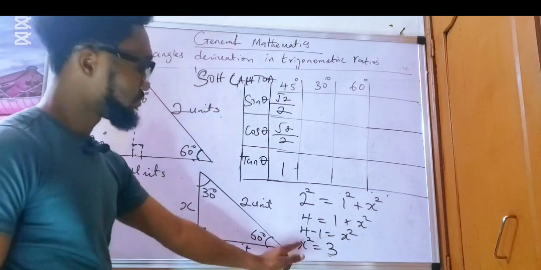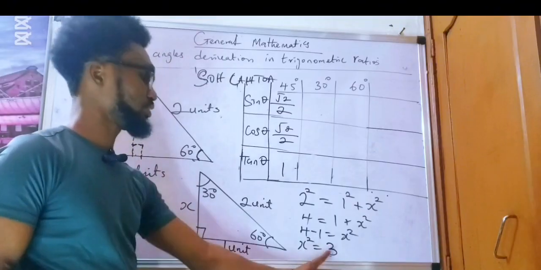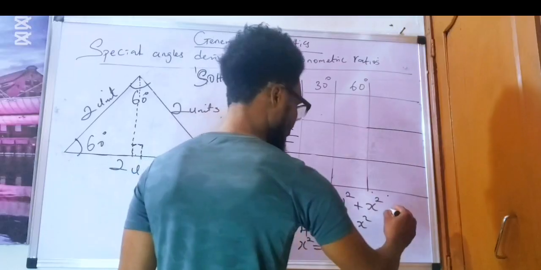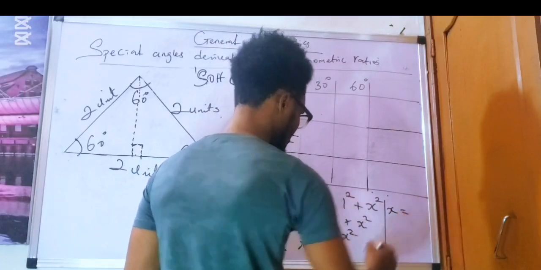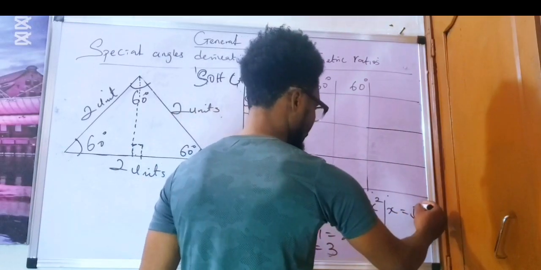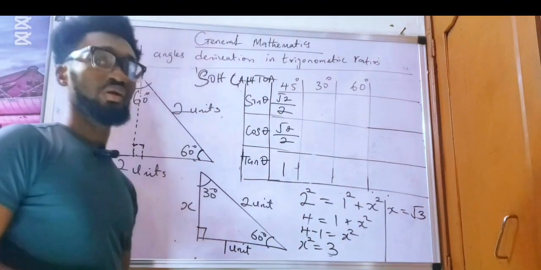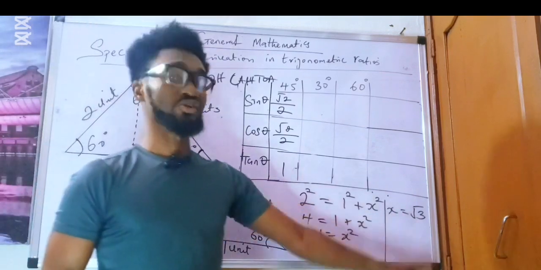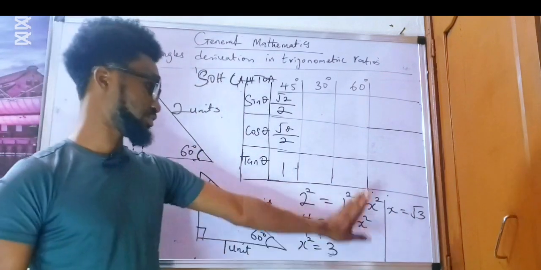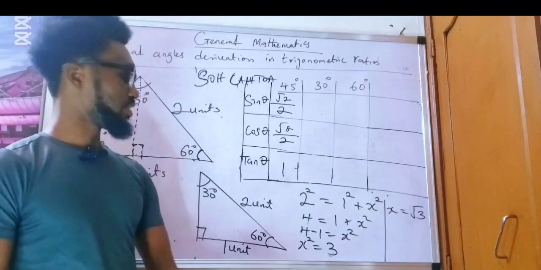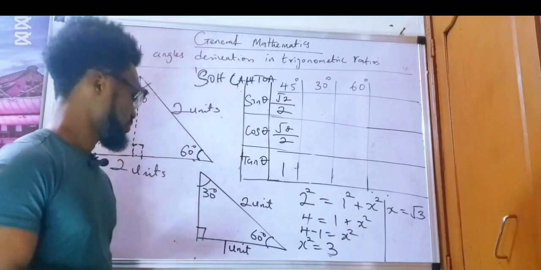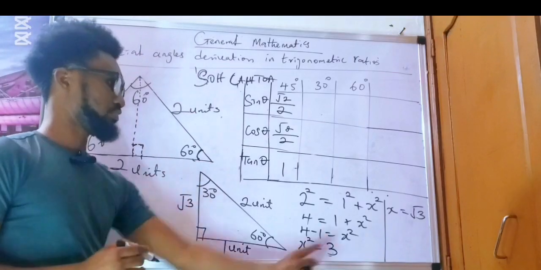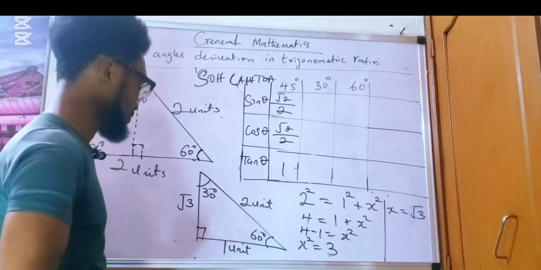We are not done. For us to get the value of x, you know what to do. We take the square root of the what? Both sides. So taking the square root of both sides, x finally is equal to the square root of 3. Now we've been able to derive this particular side as square root of 3. I don't know whether there is any question here, but I hope it is very much understandable. So we can replace it here with square root of 3 because the value is already determined.